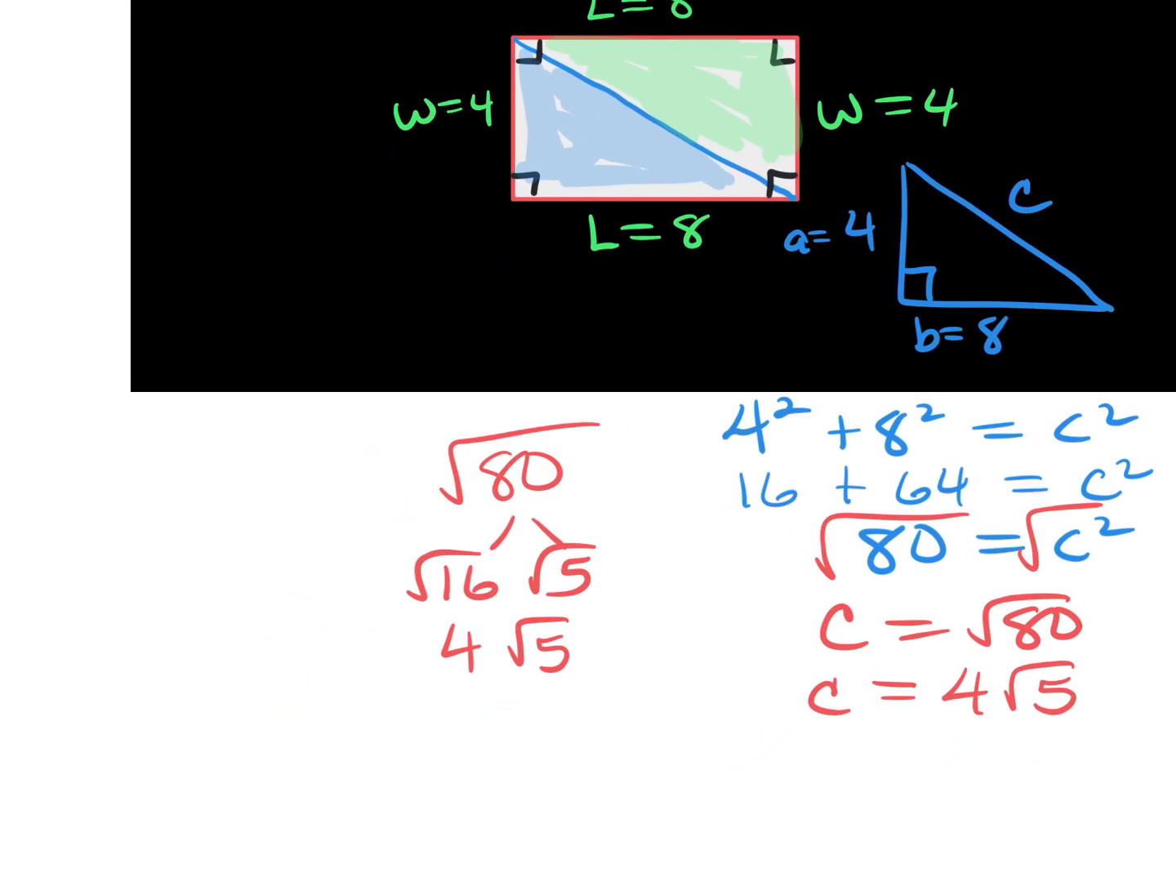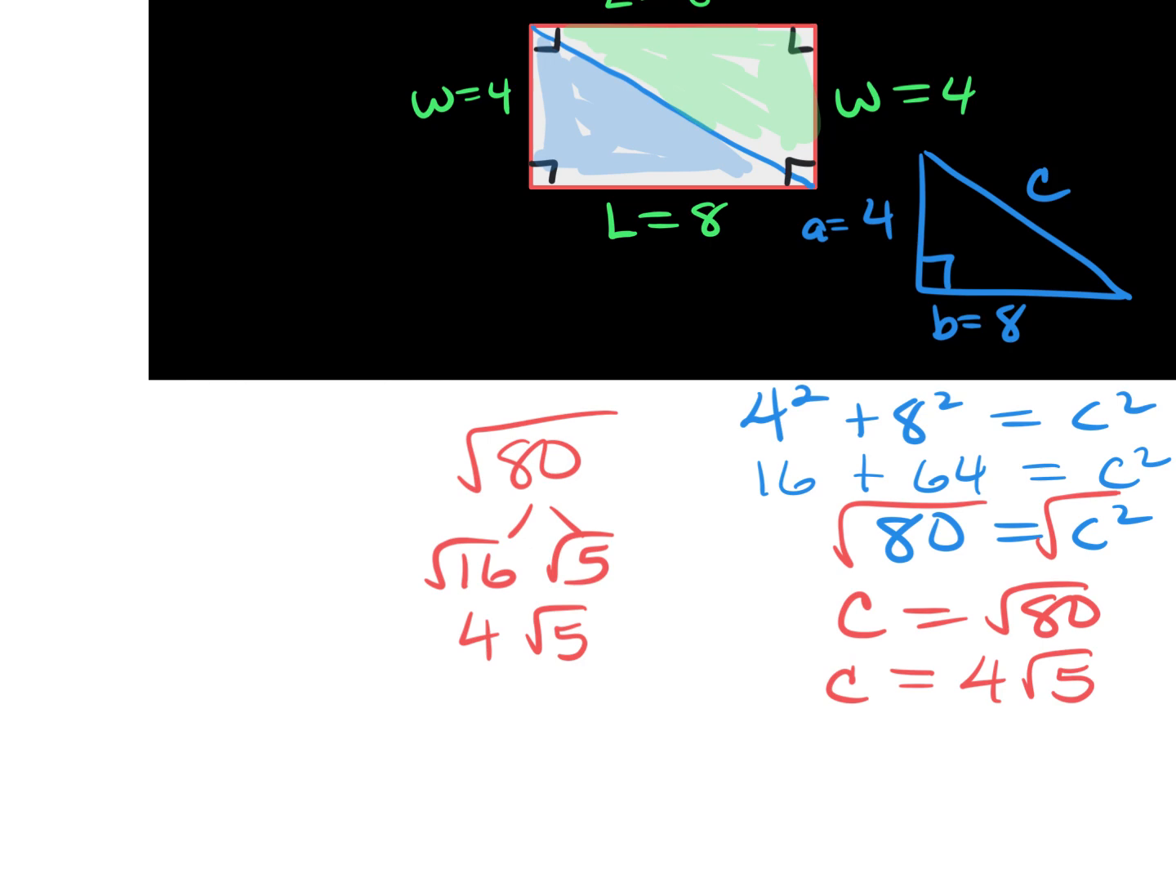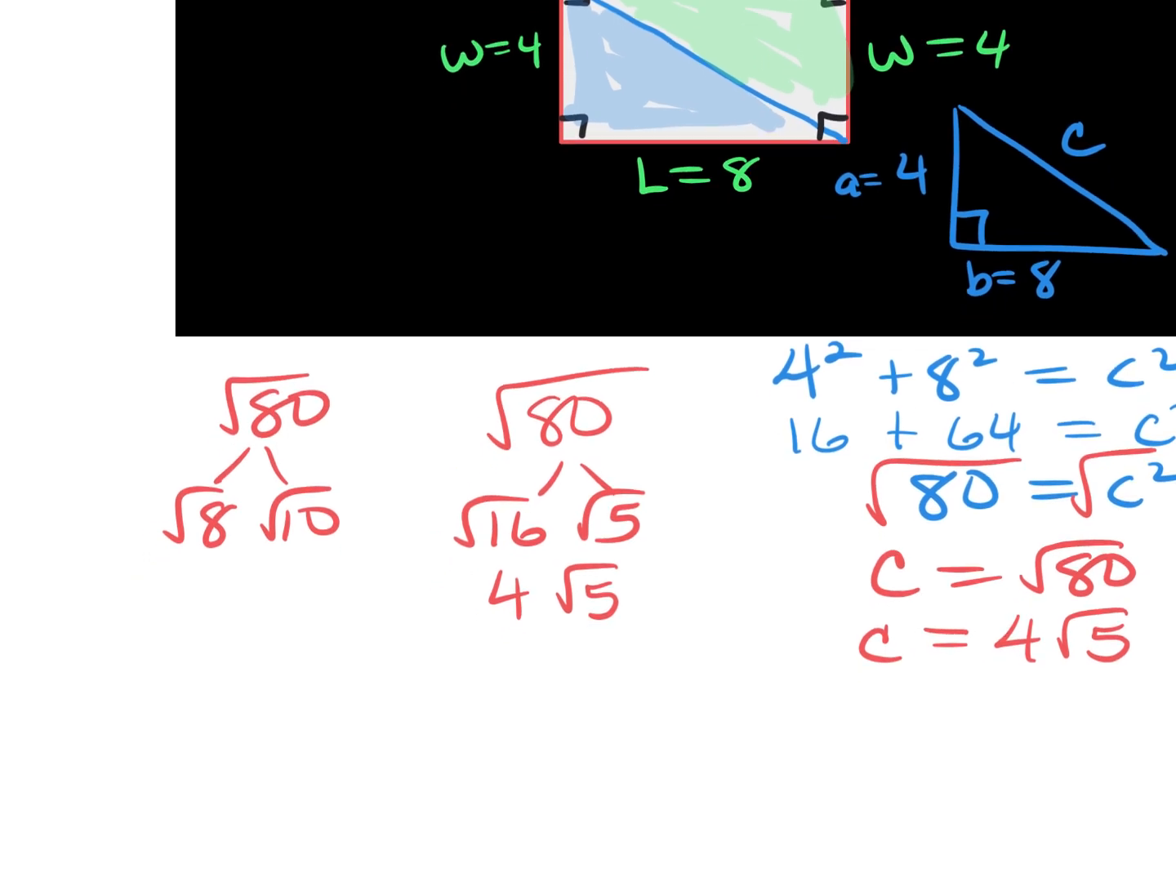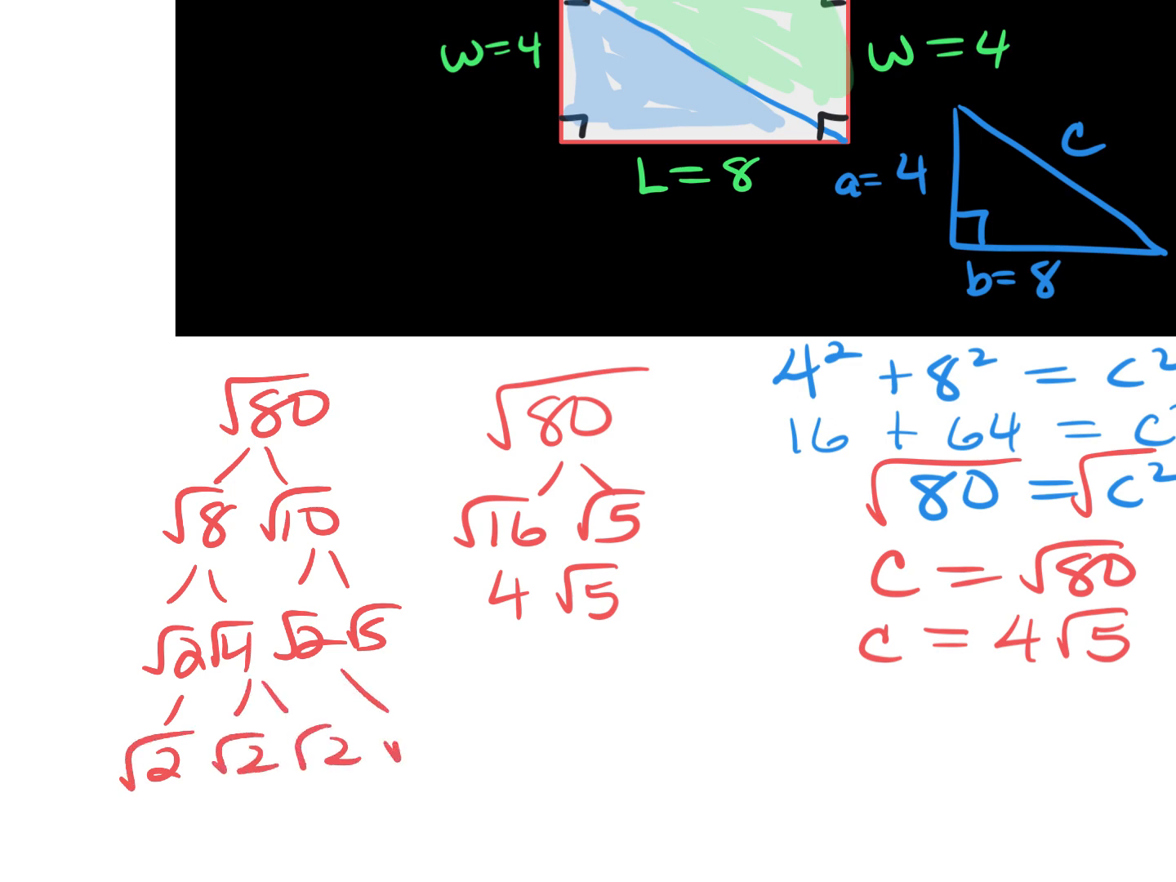But let's say you didn't recognize that it was 16 times 5. Let's say instead you did 8 times 10. If you don't pick the biggest perfect square, then we're going to keep breaking it down till it's prime. So 8 becomes 2 times 4. 10 is 2 times 5. 2 is already prime. 4 is not, so I've got to break it down one more time. Bring down that 2, bring down that 5.